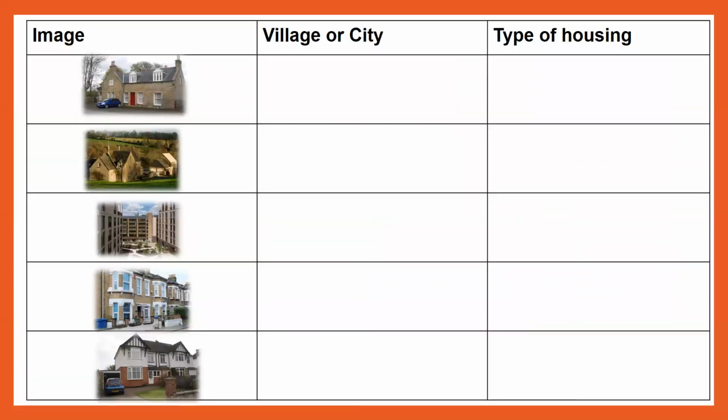So your task today is you are going to go away and identify for yourselves whether you would find that house in a village or in a city. So you need to look at the house, say first of all whether it would be found in a village or whether it would be found in a city. And then what do we call that type of housing? See if you can remember the different vocabulary that we've used to describe the different types of houses.